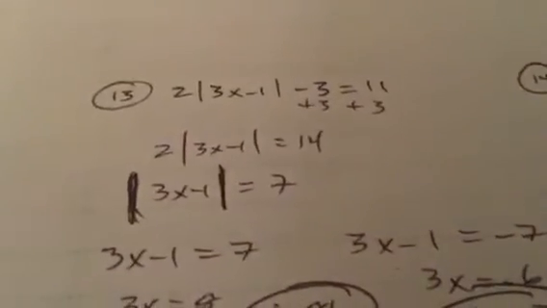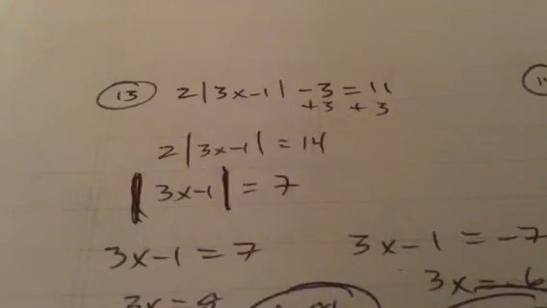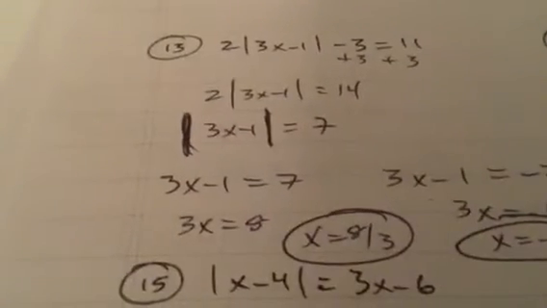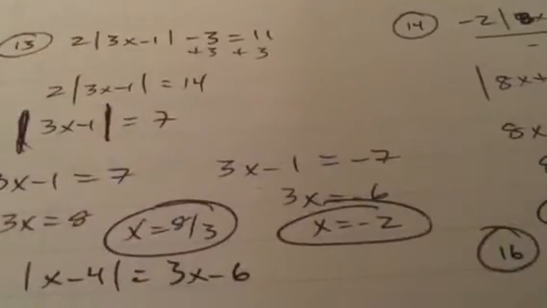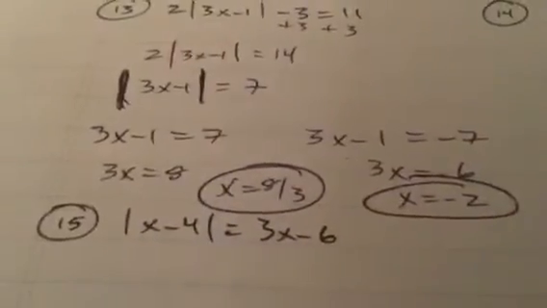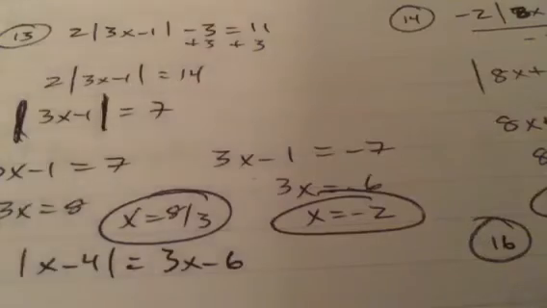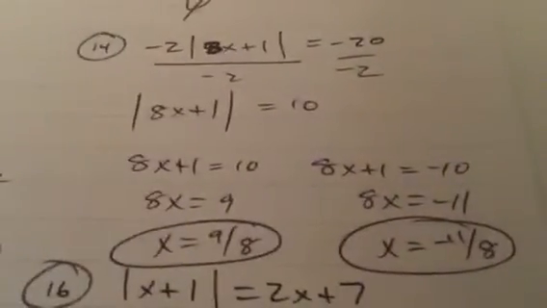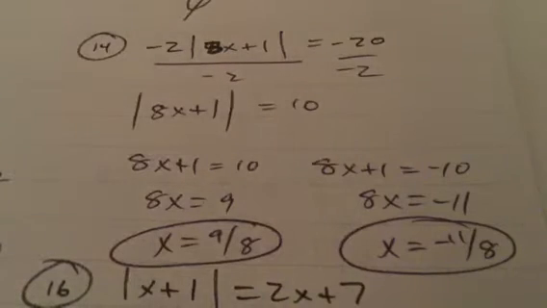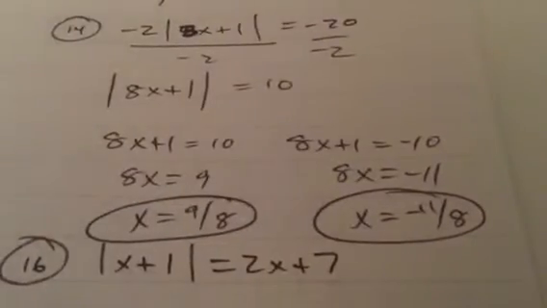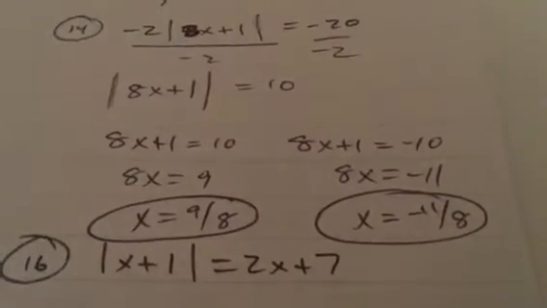Here on 13, you need to add 3, then divide by 2. You get the absolute value of 3x minus 1 is 7. That gives you your two equations of 3x minus 1 is 7 and 3x minus 1 is -7, giving you both those answers. All right, again, 8 over 3 is 2.6 repeating. We should know that. Divide both sides by -2 to get the absolute value of 8x plus 1 is 10. 10 is positive. That is okay. 8x plus 1 is 10. 8x plus 1 is -10. You get those two answers. If you got a decimal, I'm sure it's all right.